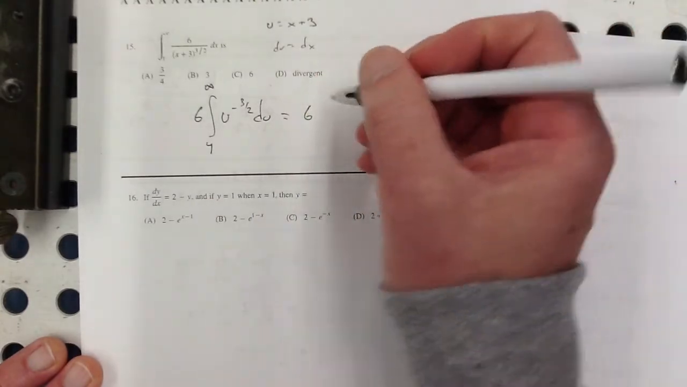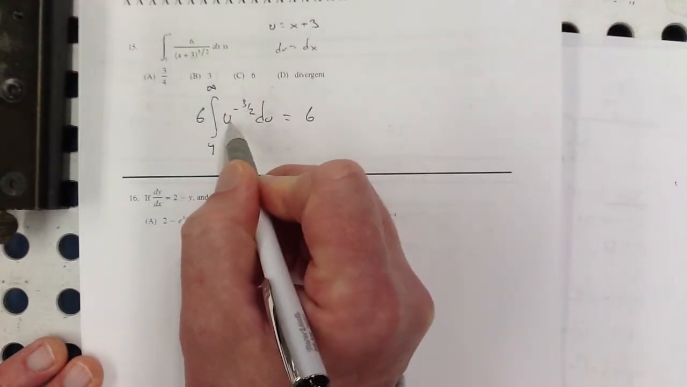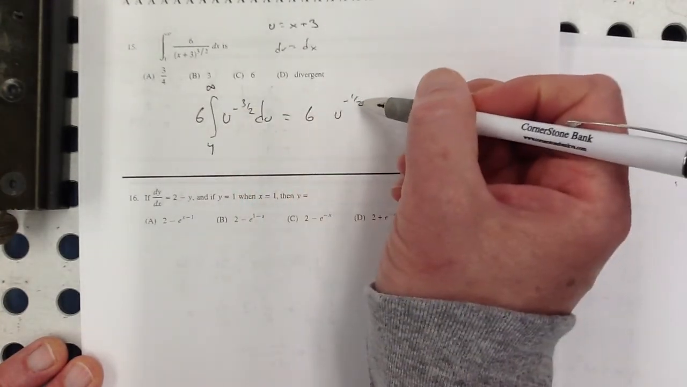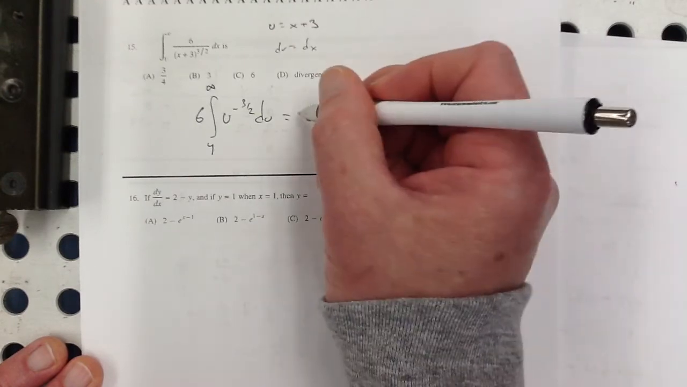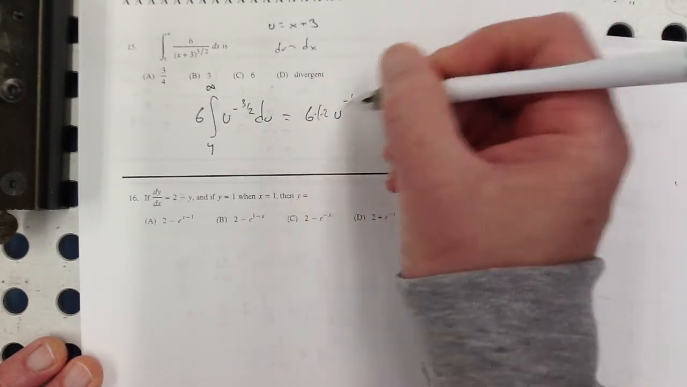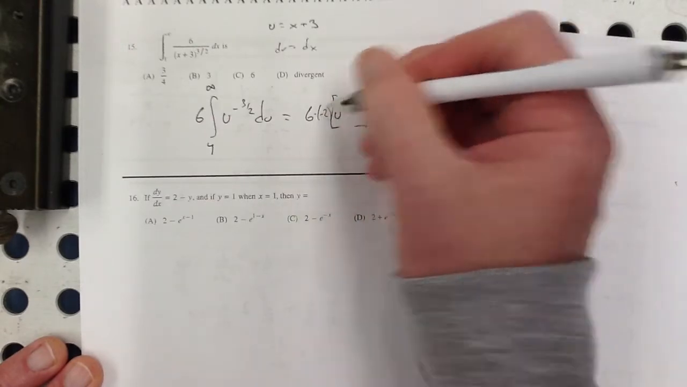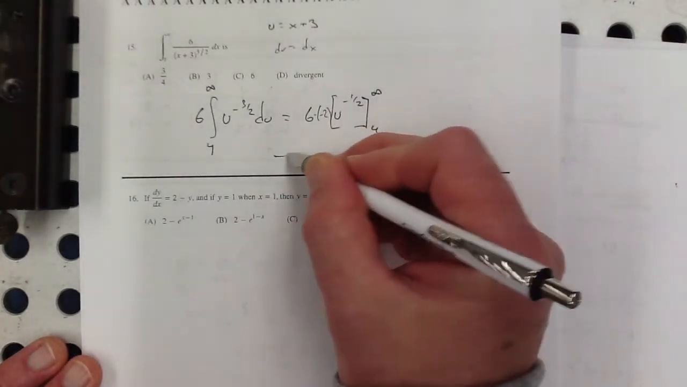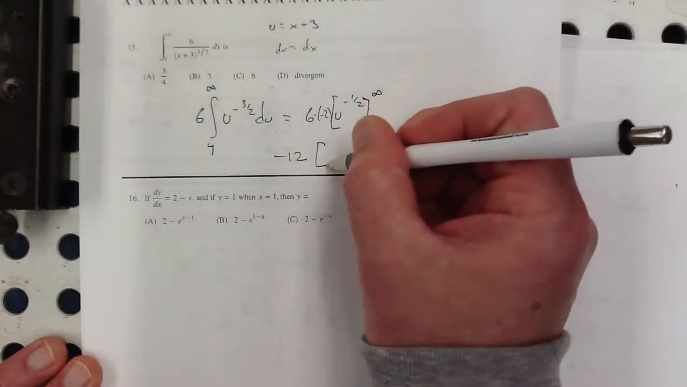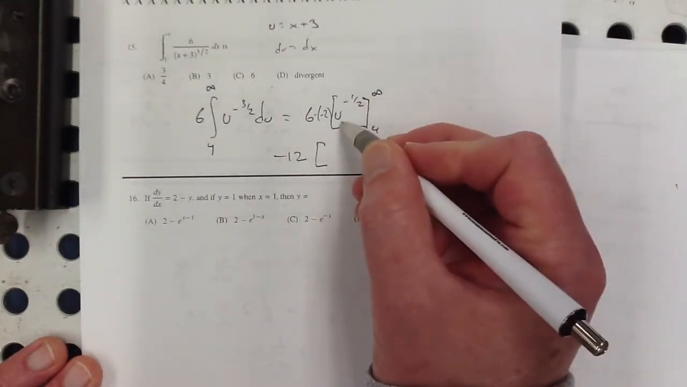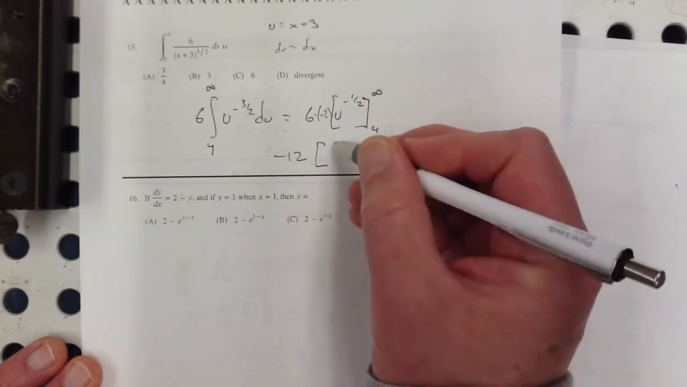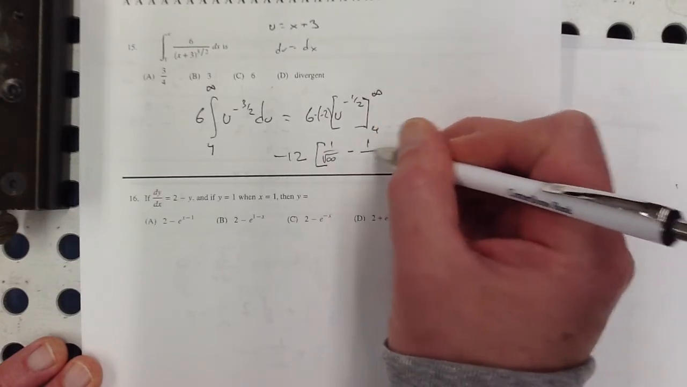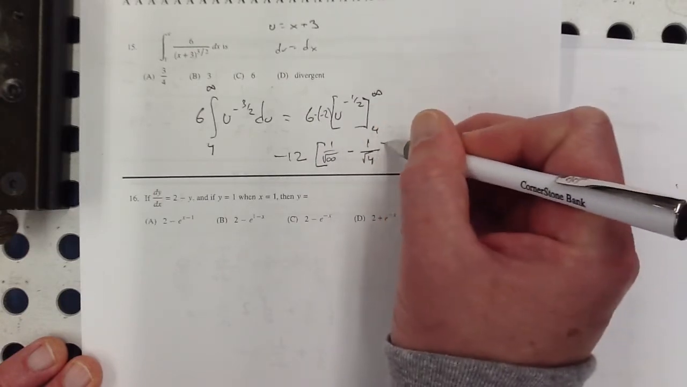And so that's 6. The antiderivative of u to the negative 3/2. Bump the exponent up 1 and then divide by the new exponent. So that's dividing by negative 1/2, same as multiplying by negative 2. And that's just a constant, so I can put that on the outside with the 6. Okay, so that's negative 12 there, and then u to the negative 1/2 is square root on the bottom, so 1 over the square root of infinity minus 1 over the square root of 4.